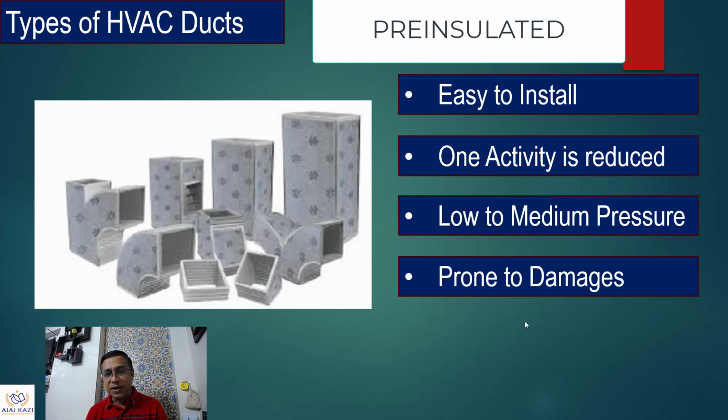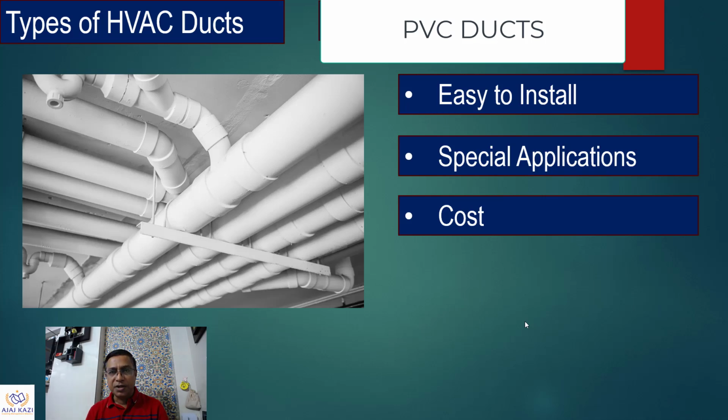Then we have pre-insulated ducts. So one activity of insulation gets reduced, because if you use GI, you have to insulate. Here we have pre-insulated ducts, but for a specific pressure; you can't use them for higher pressure. Low to medium pressure you can use. They're easy to install, but they're prone to damage. Then we have PVC material. It is easy to install. They're used for special applications. Cost is the issue here.